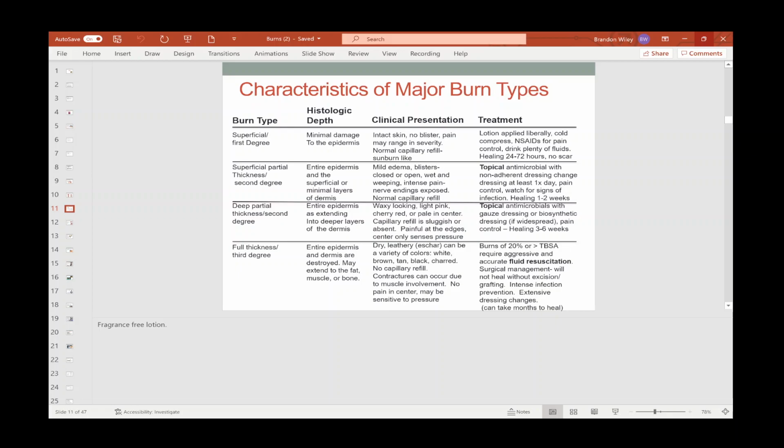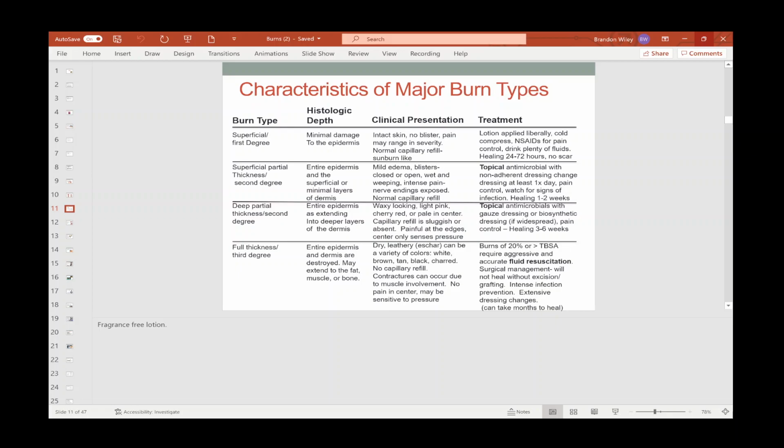On your superficial partial thickness, now we have blisters. You've got some swelling, maybe weeping. The nerve endings are exposed, so it's really painful. These are some really painful burns. So we're going to use some kind of NSAIDs. If there's a lot of it, then we may actually give them something for pain.